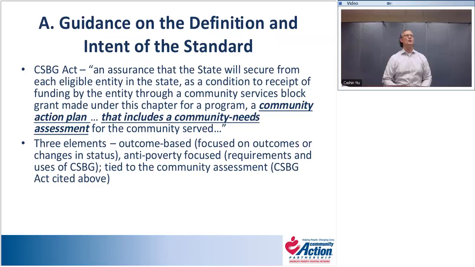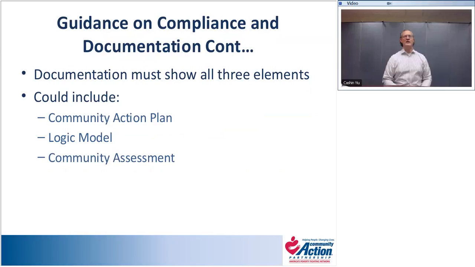So turning to the documentation that you might use. Again, that documentation would have to show all three elements, and this could simply include your community action plan, a subsequent logic model, again, that would address the kind of outcomes that you're trying to produce, and your community assessment showing those linkages. And again, probably a good standard to use a quick explanation. Don't leave it to the monitor to interpret. You would just simply want to describe how your community action plan meets all these three requirements.